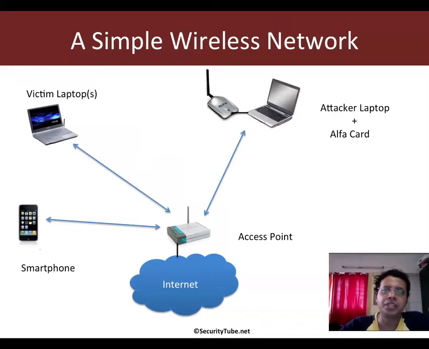So here's a very simple wireless network, which we are kind of looking at. You have the attacker laptop with the alpha card, which is actually us, right? Hopefully all of you have an alpha card or a substitute. And then you have the victim laptop, then probably a smartphone connected, may not even be connected, doesn't really matter. And then an access point, of course, right? Simple network. But in this case, we'll just look at the access point.